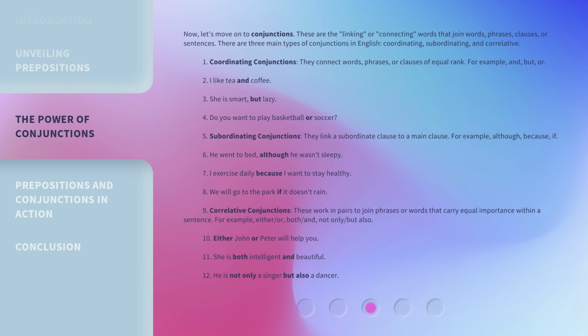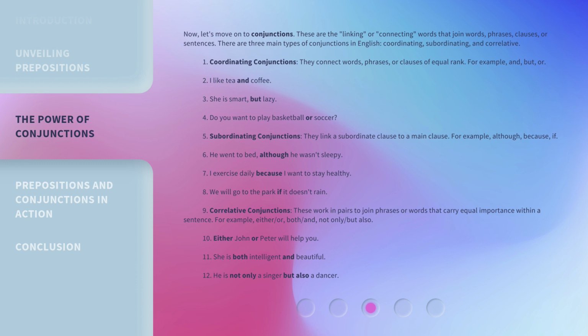5. Subordinating conjunctions. They link a subordinate clause to a main clause. For example, although, because, if. 6. He went to bed, although he wasn't sleepy. 7. I exercise daily because I want to stay healthy. 8. We will go to the park if it doesn't rain.